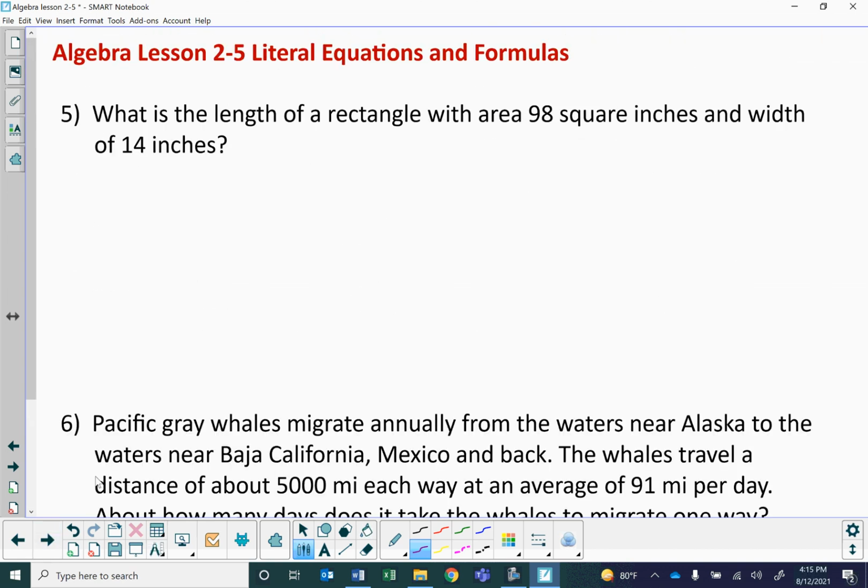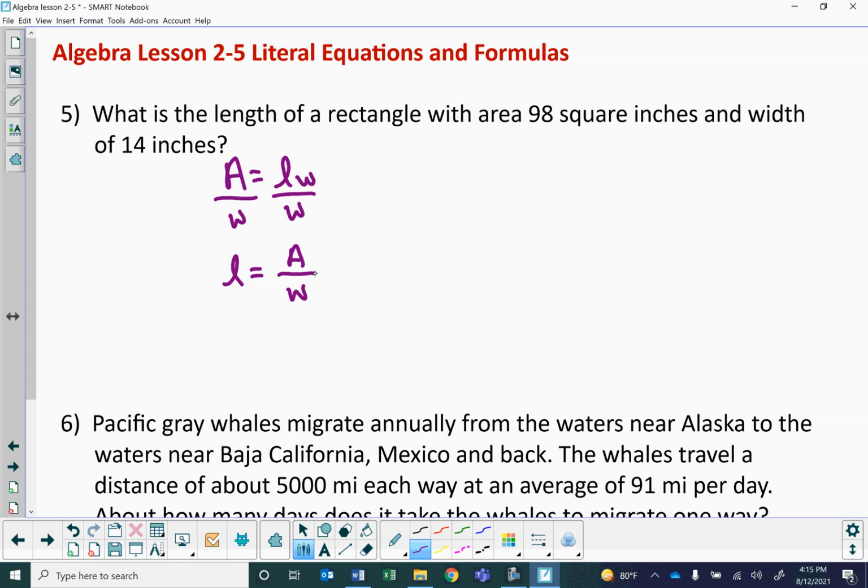So it says, what is the length of a rectangle with an area of 98 square inches and a width of 14 inches? Well, the first thing we're going to do is know what our formula is. Formula for the area of a rectangle: area equals length times width. And I will always use a cursive L so it doesn't look like an I or a 1. Since it's asking for the length, I'm just going to solve this equation for length. So I'm going to divide both sides by W, so the length is equal to the area divided by the width.